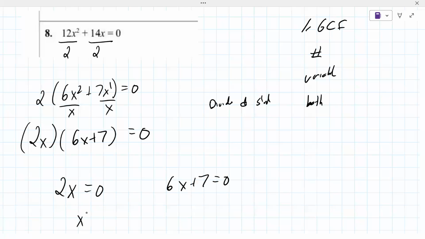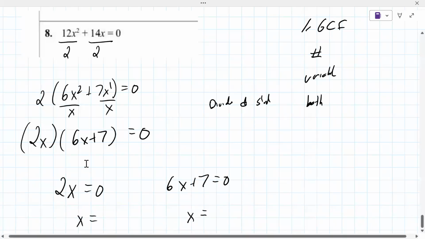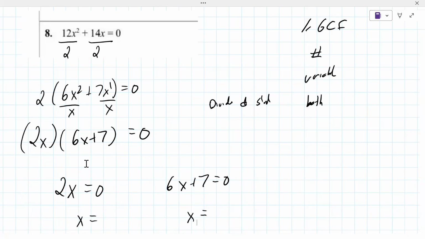You solve those for us, please. I got -7/6 and 0. Okay, so number 9 is the next one to look at.